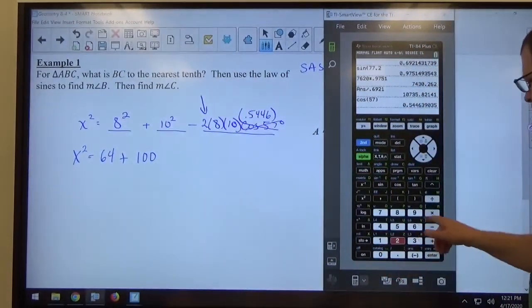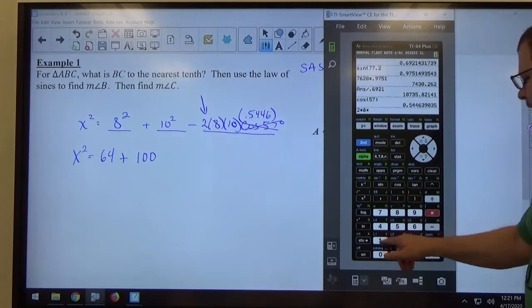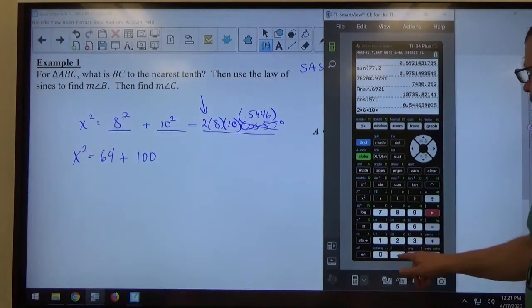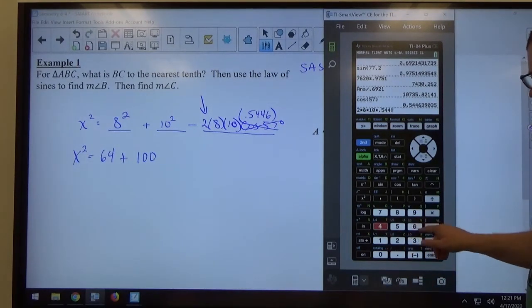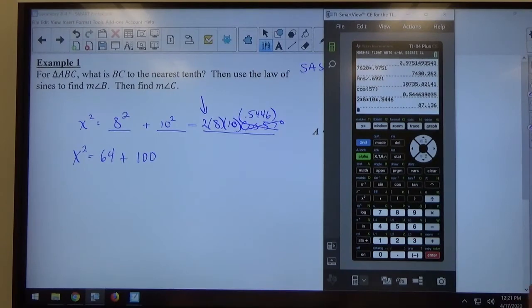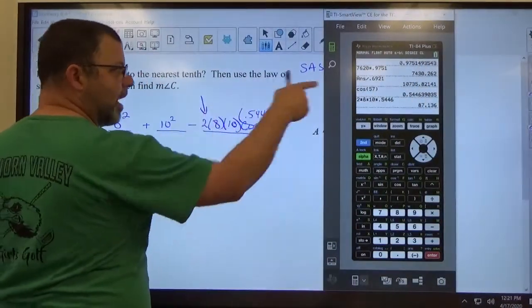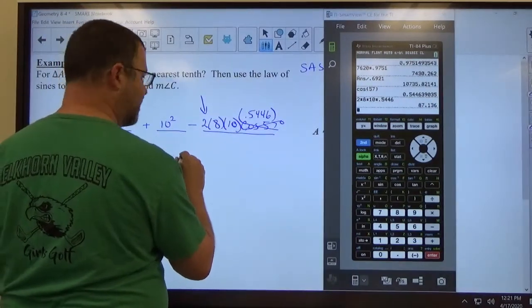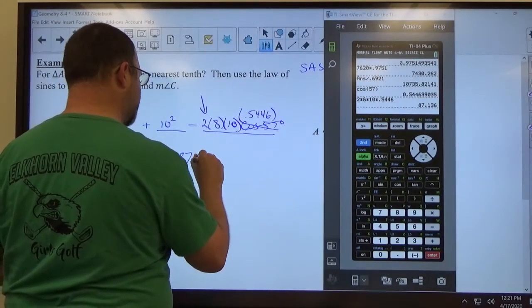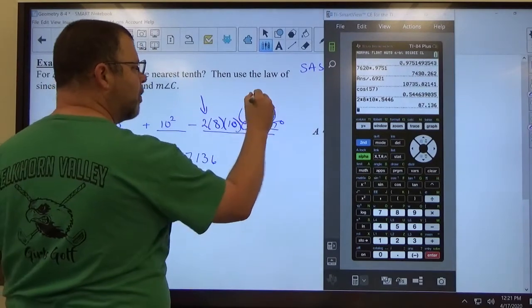So I'm going to type in 2 times 8 times 10 times 0.5446. That gets me 87.136. It says minus, right? So minus that product. So minus 87.136. Sometimes cosine is negative.